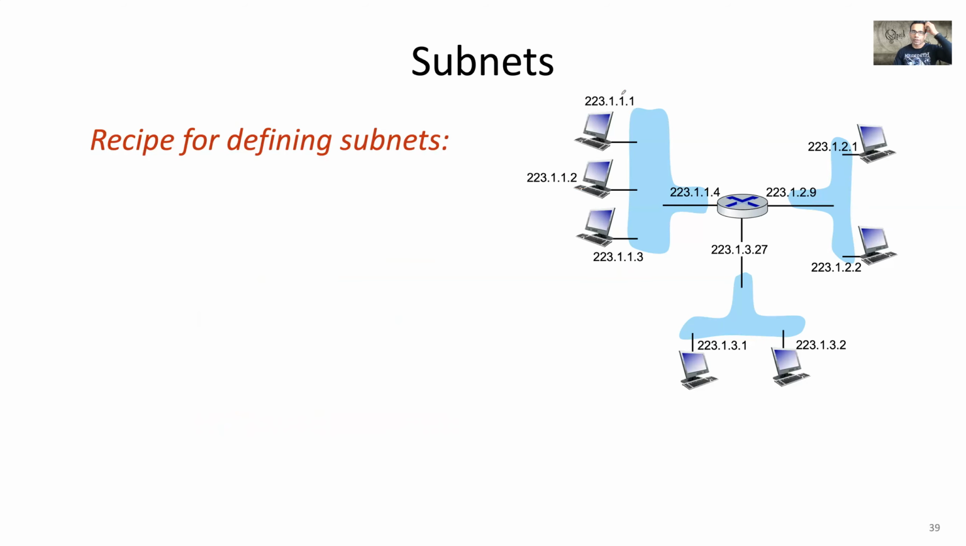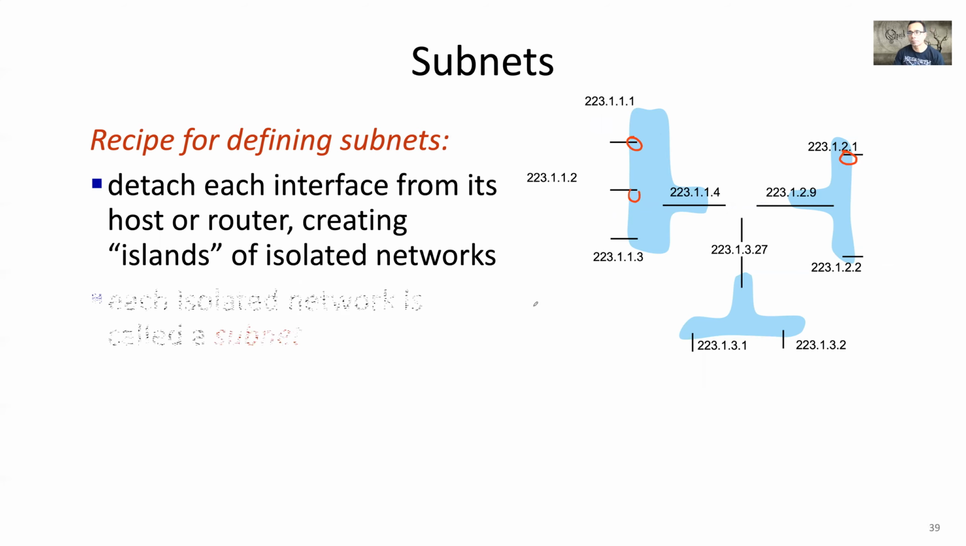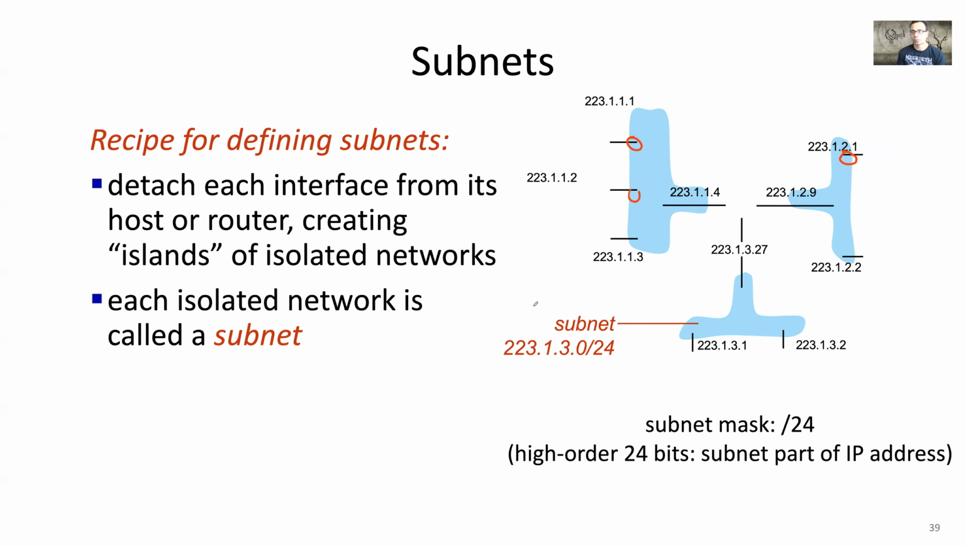So the way to identify a subnet really is, as it says there, you detach each interface from its host or router, creating effectively an island. These blue parts that you see here are those islands, right? Now, of course, this interface and this interface cannot communicate with each other without going through a router, so they're clearly not part of the same subnet. Whereas this and this, this and this, and any combination of those will be part of the same subnet, right? So each of those networks is called a subnet.